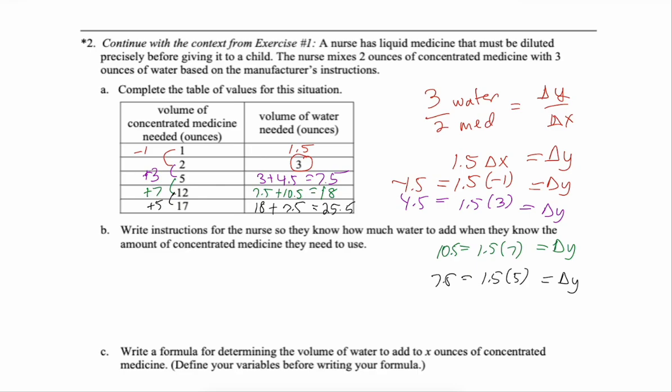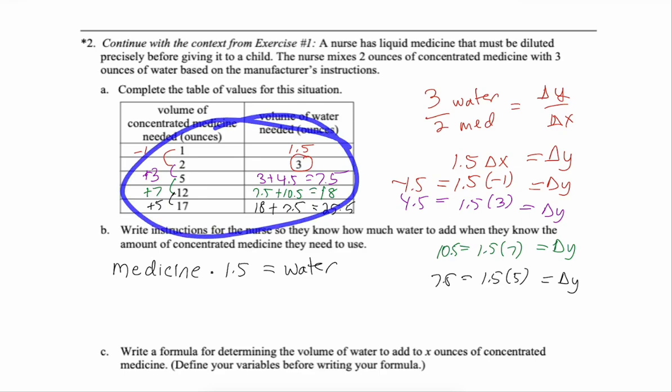And so if we know the medicine, if we multiply it times 1.5, we will get the water. Or you could even have said 3/2, that's okay. So the medicine times 1.5 should always be the water. And we could have even done that up here each time. 1 times 1.5, 2 times 1.5, 5 times 1.5. That's another way to fill out the chart.